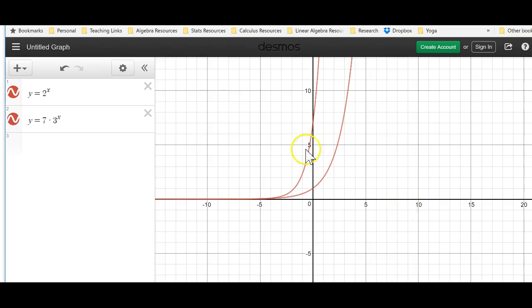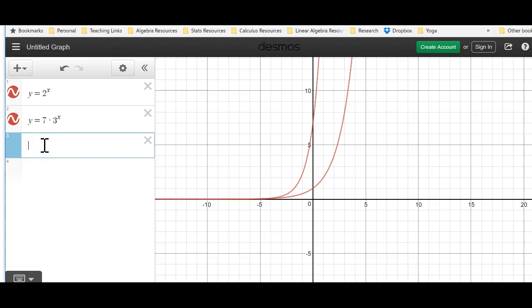Not only is it steeper because of the 3 as our base instead of the 2, but it's no longer going through that point that we had before of 0, 1. In fact, you can see here it goes through 0, 7. And that's because this piece will always be 1, and then you'll just multiply by your coefficient. So our starting value is 7, and then it's going to triple every single time.